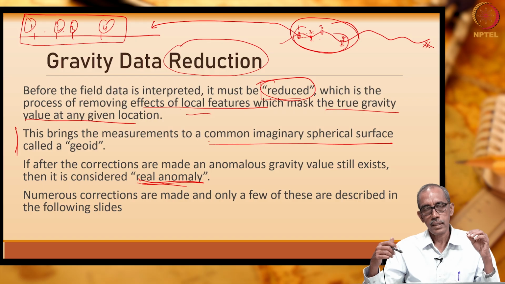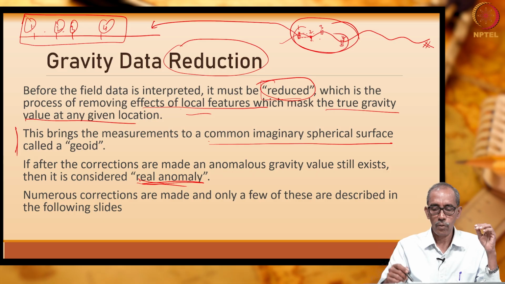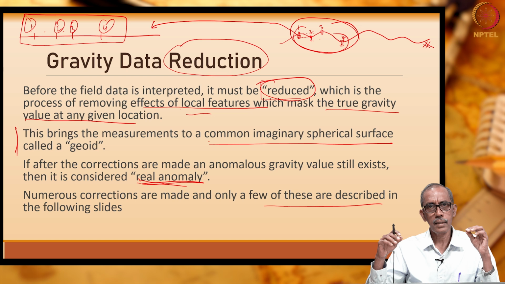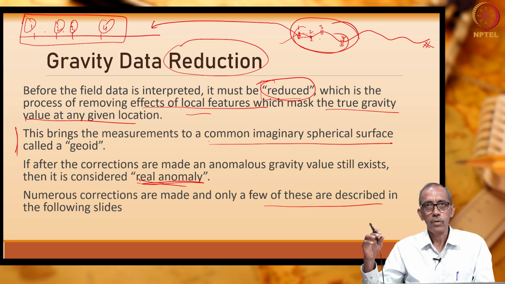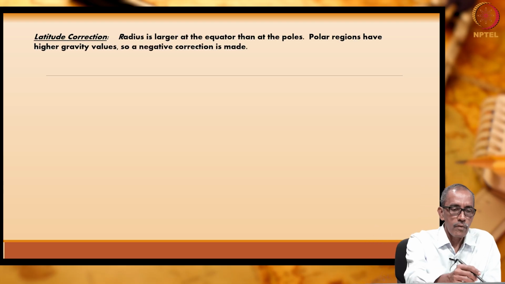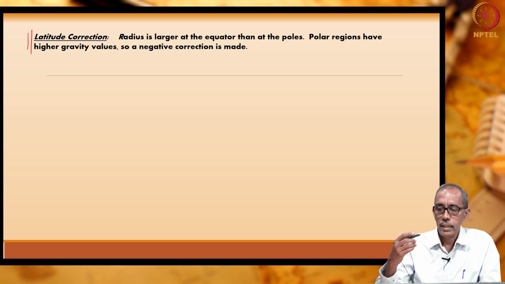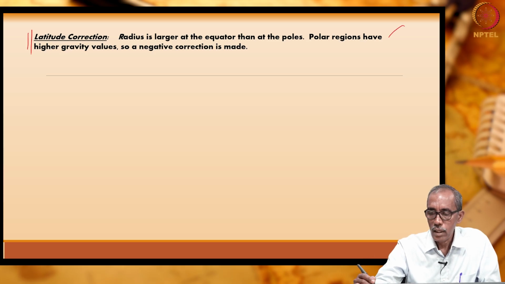There are a number of corrections that are given to the gravity data. However, for simplicity, we are going to consider only a few major corrections. In fact, if you carry out these corrections, that itself is more than sufficient, right? So, what are the corrections which we are going to see? First is the latitude correction, right? We had seen right at the beginning, earth is not a sphere, but it is a spheroid, right?